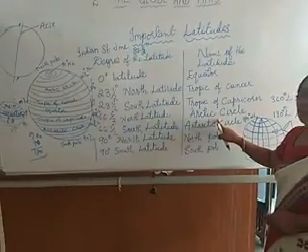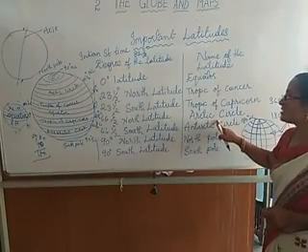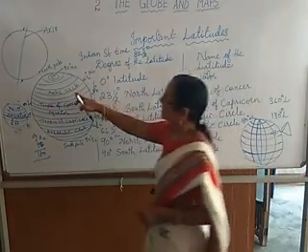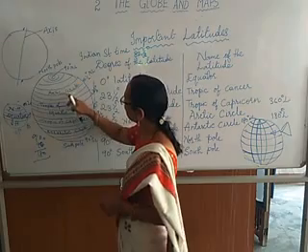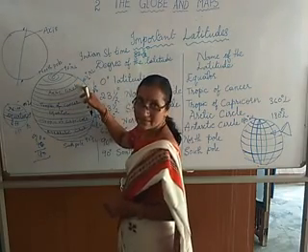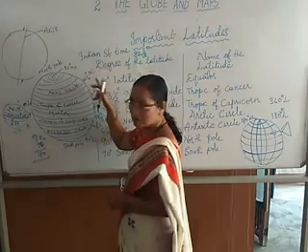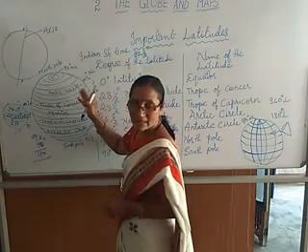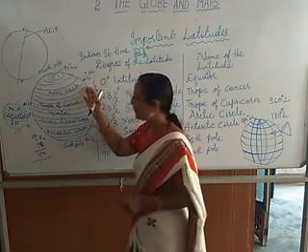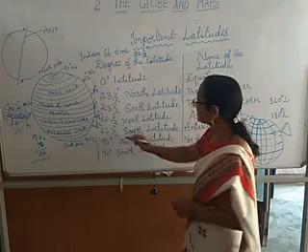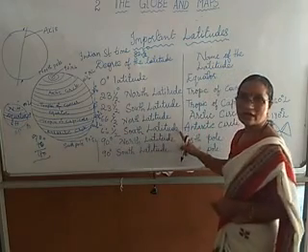Now the next one is 66.5 degree south latitude. It is called the Antarctic Circle. Remember, 66.5 degree south latitude is called the Antarctic Circle.